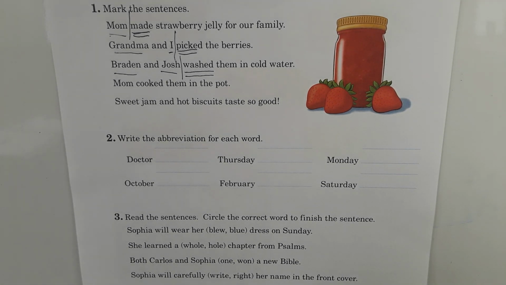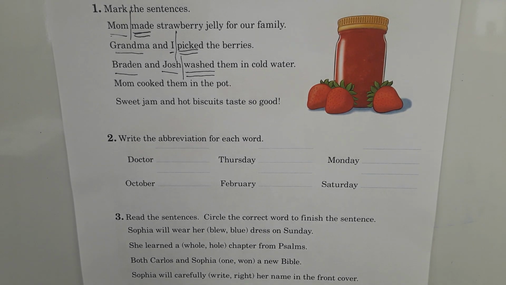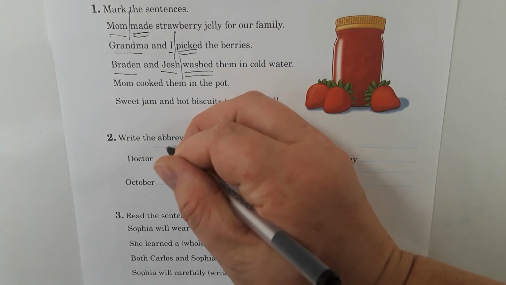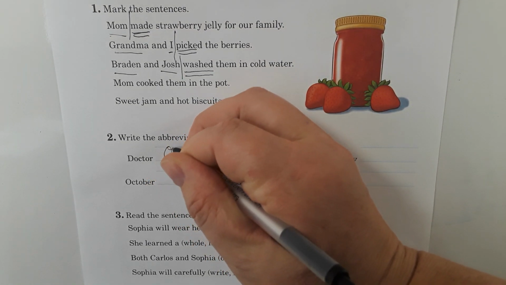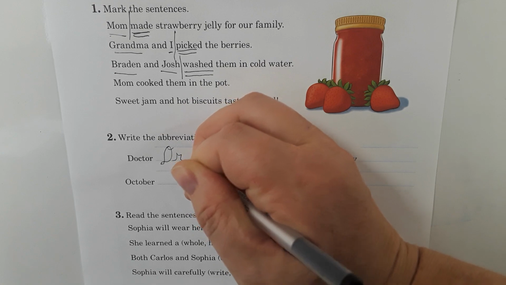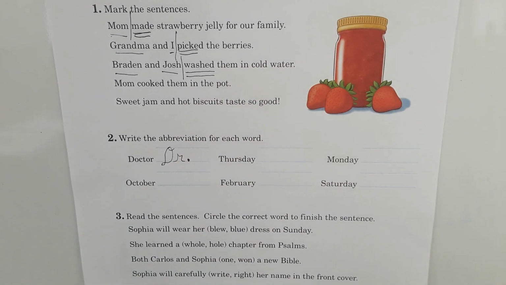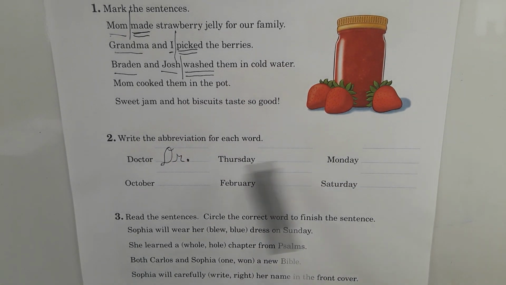Number 2, write the abbreviation for each word. Doctor. Remember, doctor starts with a capital D, lowercase r, and a period for the abbreviation. Go ahead and do the rest of the abbreviations by yourself.